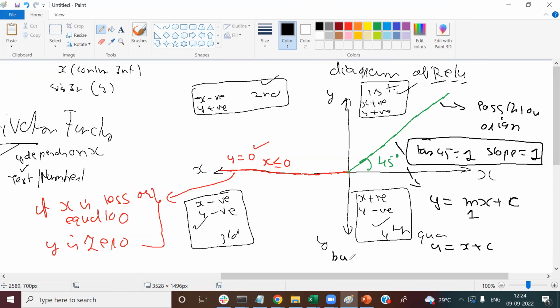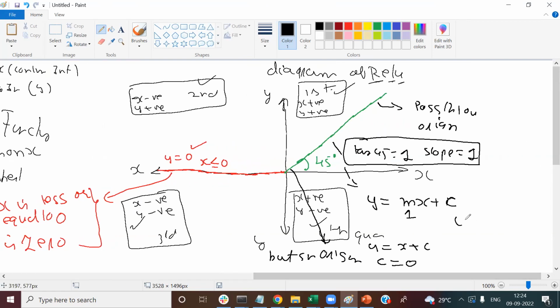But since it is passing through the origin, ये origin से pass हो रही है, so c would be equal to 0, which means the equation would be y is equal to x. Take 1 minute, 2 minutes, but everyone please confirm either you agree with my statement or you disagree.